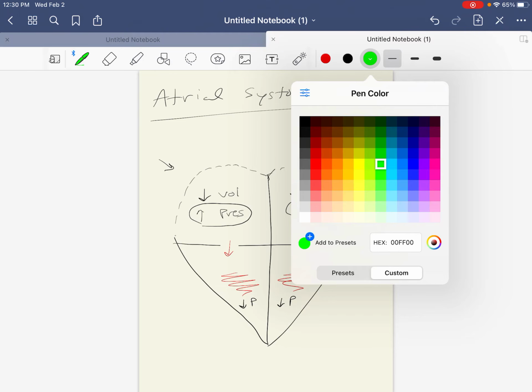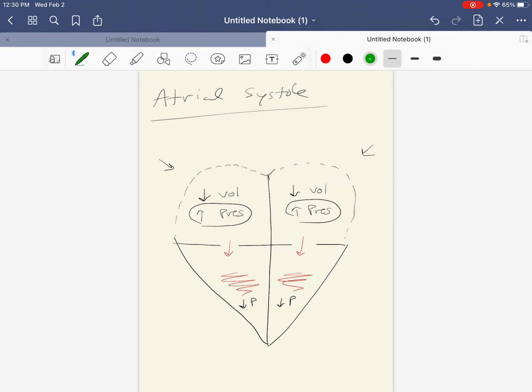Get a different color here. We'll do green. Once we have a pressure gradient, whatever remaining blood is left in the atria will move from higher pressure in the atria to lower pressure in the ventricles. So we push the remaining blood from high pressure in the atria to low pressure in the ventricles. Of course, in this phase, the AV valves are open and the semilunar valves are closed. And this is a relatively short phase.